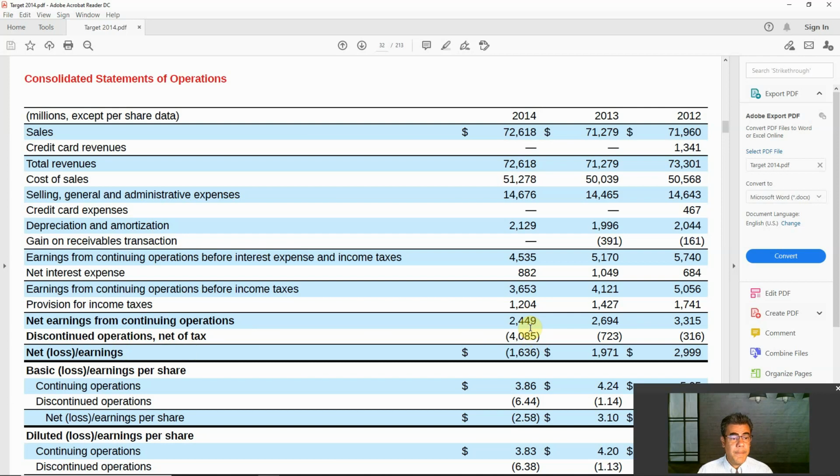Some companies report it right after operational income, but usually it is below net income. Okay, and then discontinued operation and net loss here. So it moves from a net earnings to a net loss. So for 2015, probably Target will be profitable because the continuing operation will remain, but this discontinued operation not.